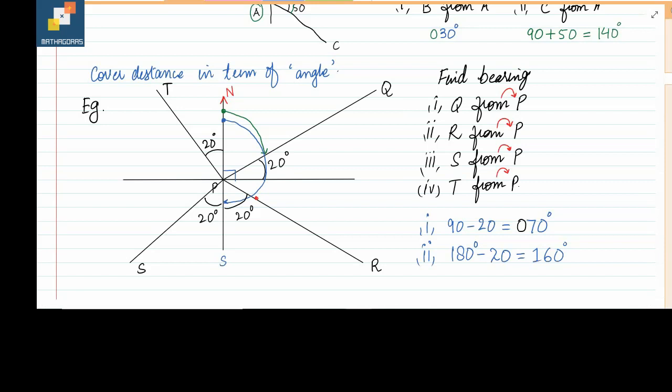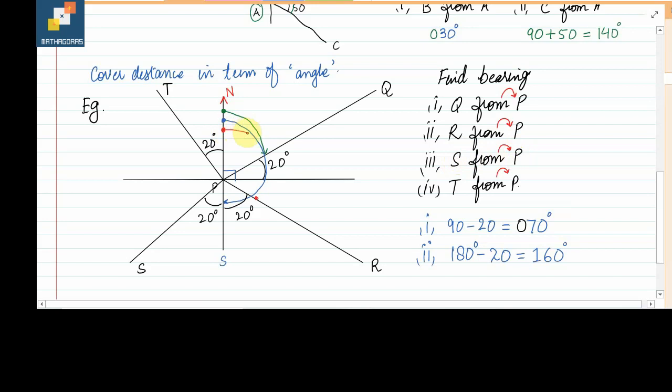Moving forward. Now, it says S from P. At first, ask yourself a question. What should be the first step? The first step is you need to highlight the point at the north of P. I'm going to do the same. So this time I'm going to use a red pen. From the north of P, I highlighted the point. From P, I need to travel to S, but in a clockwise direction, keep in mind.